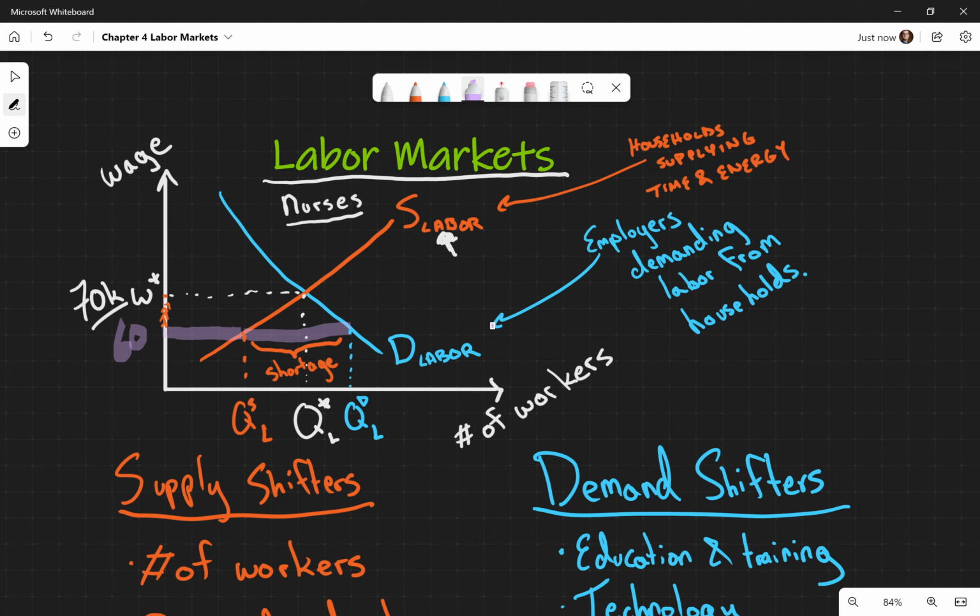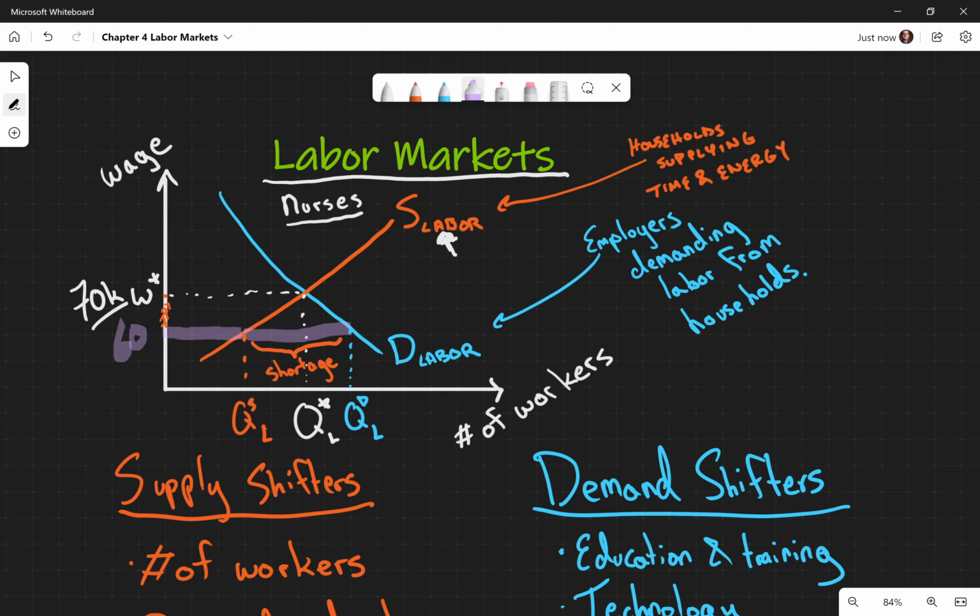And the only way for employers to fix this shortage is to increase the starting wage, or the wage that they're willing to offer, until they get to that equilibrium wage. They could also offer extra benefits, tuition reimbursement, healthcare, matching 401k, and so on and so forth. But for this analysis, we're really trying to just keep it simple.